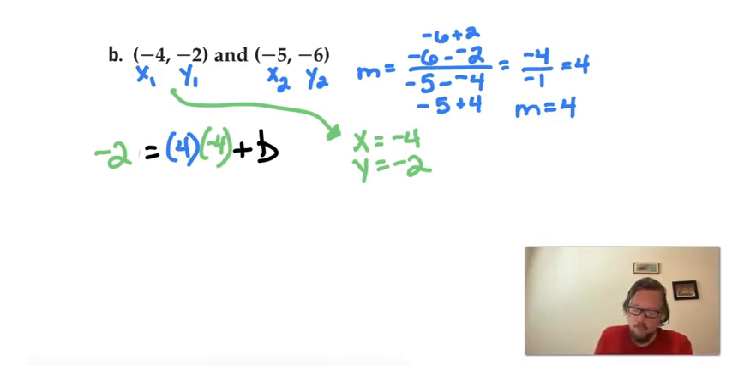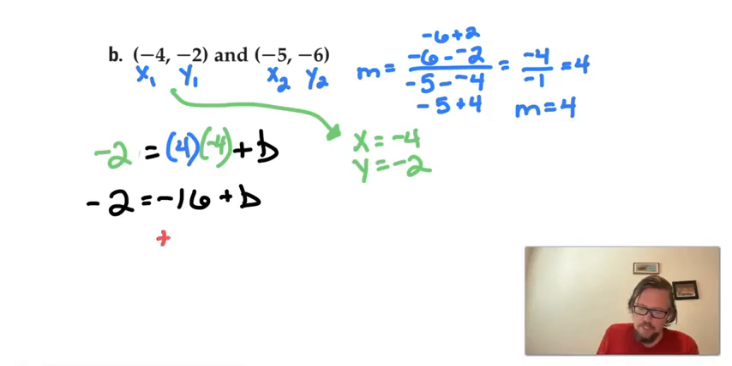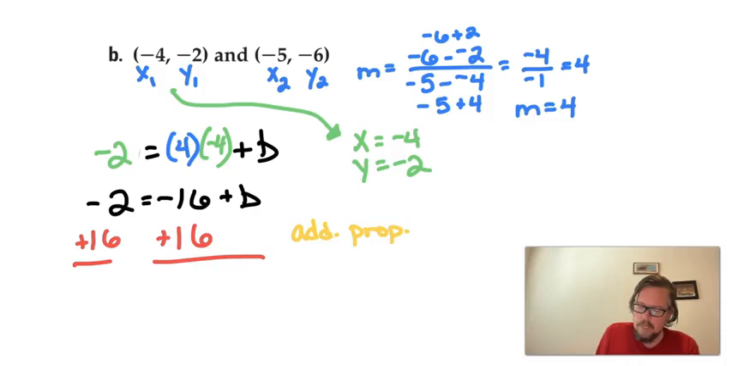And then we just need to do some quick solving. 4 times negative 4 is negative 16. And then we've got addition property of equality, just like before. Add 16 to both sides. And negative 2 plus 16 is going to give us 14.